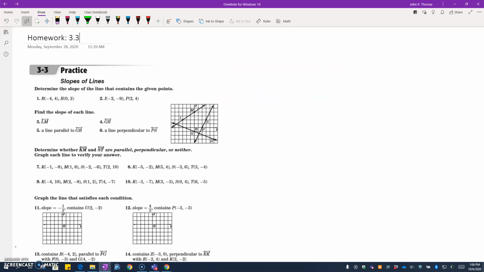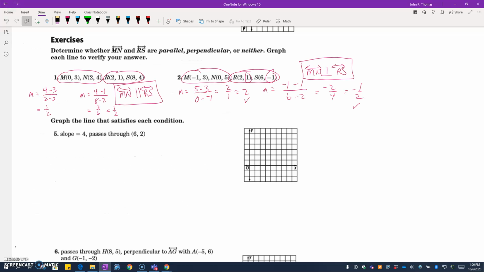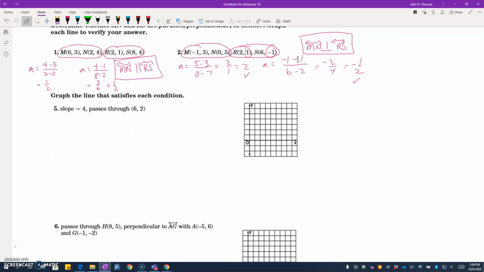Now, this next question asks us to graph a line that satisfies the given characteristics. This one says passes through 6, 2. So I'll plot a point there with a slope of 4. So rise over run is 4 over 1. Up 1, 2, 3, 4 over 1. Down 1, 2, 3, 4, back 1. And I've got a line that meets those characteristics.